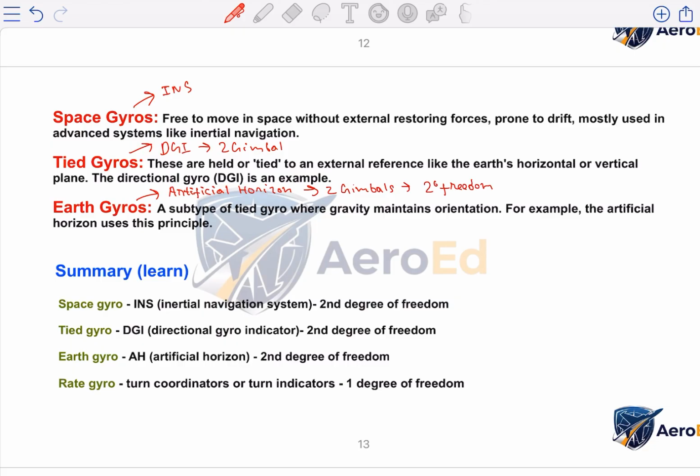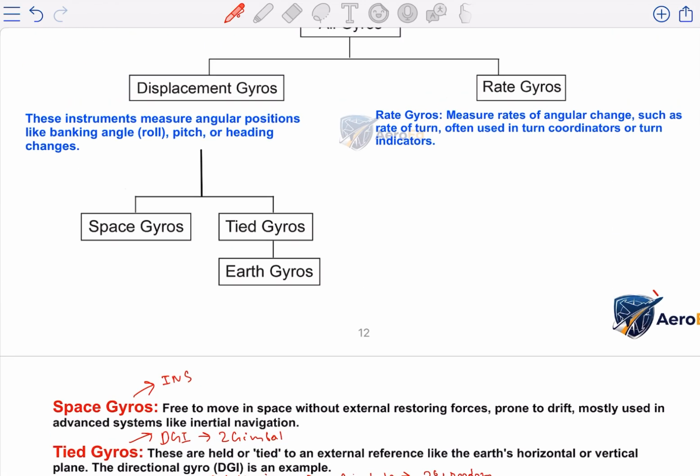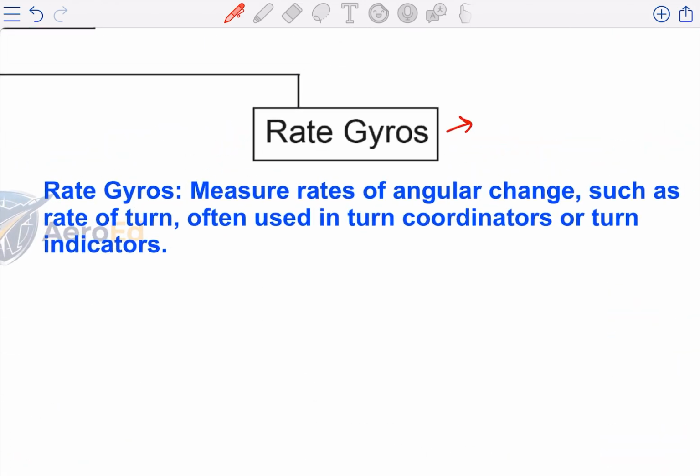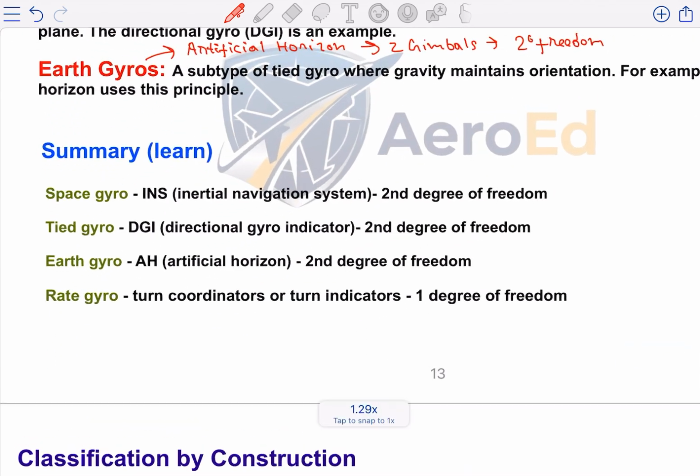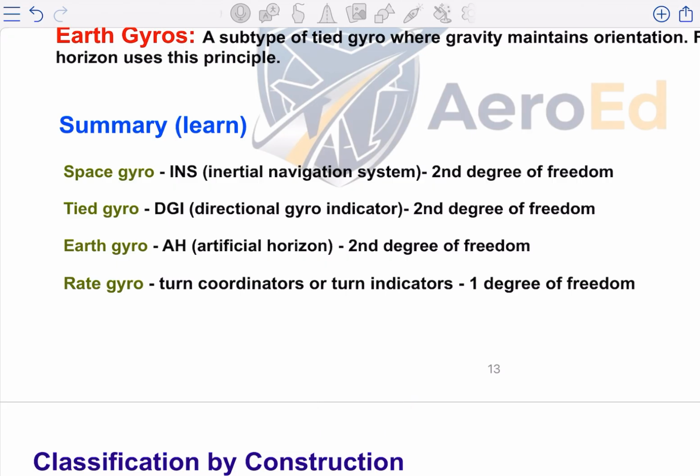Next, the rate gyro only has one gimbal, because it just has to show the rate of turn. This is the reason it is used in turn coordinators or turn indicators and has only 1 degree of freedom. So in summary, I have already written all of it, and you just have to learn this part because this is the most important and most of the questions come from this part.